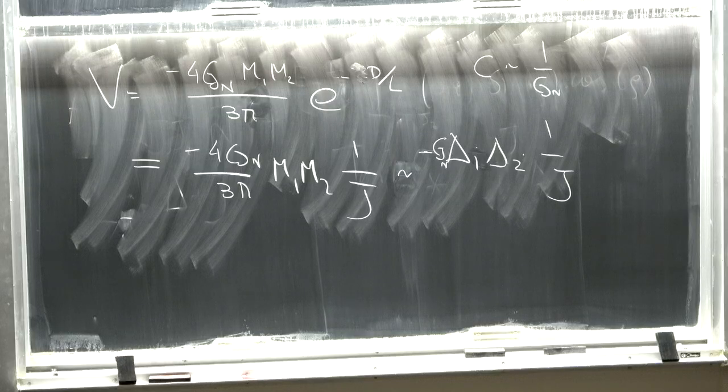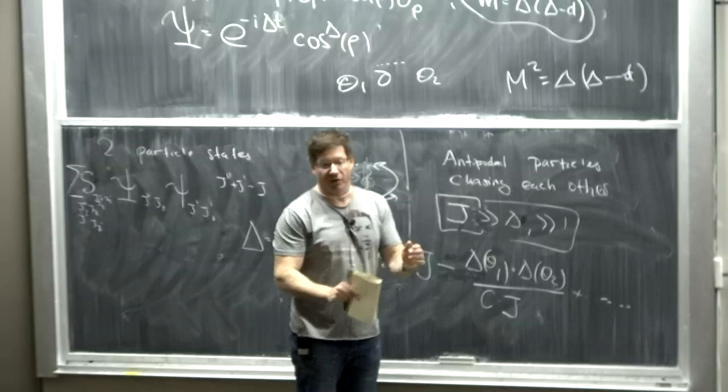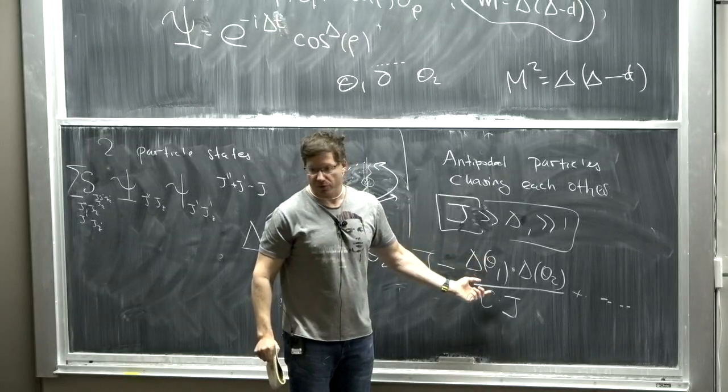But this quick and dirty computation reproduces the exactly correct answer when delta is much bigger than 1. Because when delta is 10, let's say, the particles have a very narrow wave function, because the width of the wave function is 1 over square root of delta.